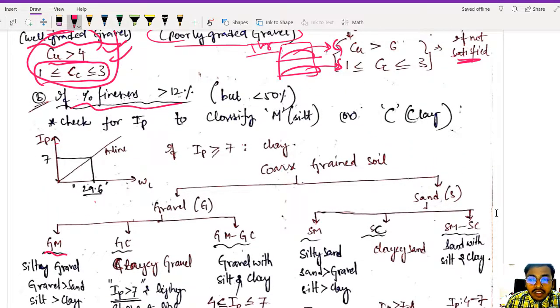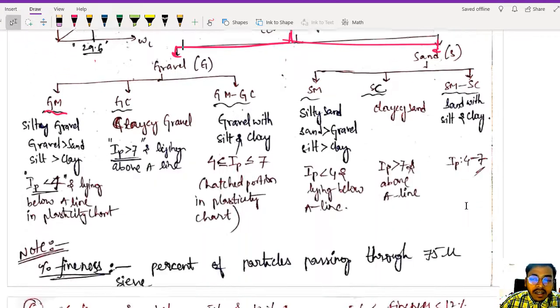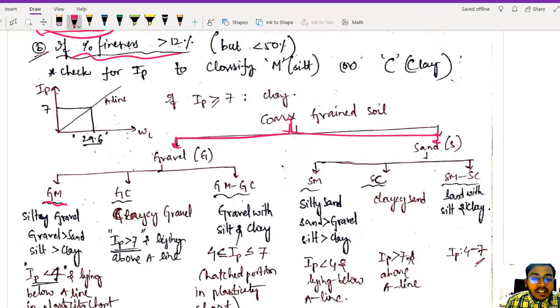So for coarse grain soil, first of all we are dividing whether it is gravel or sand. Whatever is more, that will be considered. If gravel is more than sand, we will be writing gravel. If sand is more than gravel, we will be writing sand. After that we are classifying whether it is a silty gravel or clayey gravel, or if we cannot exactly determine, we can write GM-GC, that means gravel with silt and clay. How to classify whether it is a silty gravel or clayey gravel, you will know in the next 2 minutes.